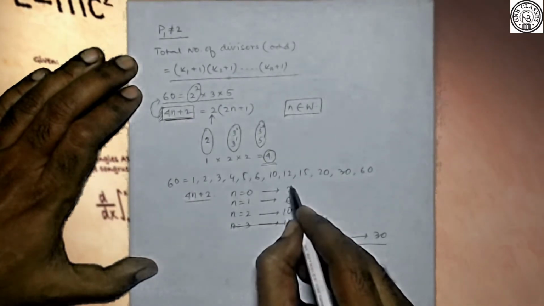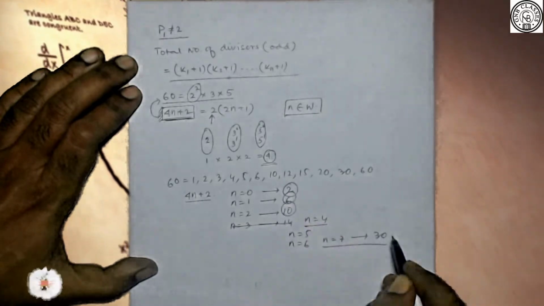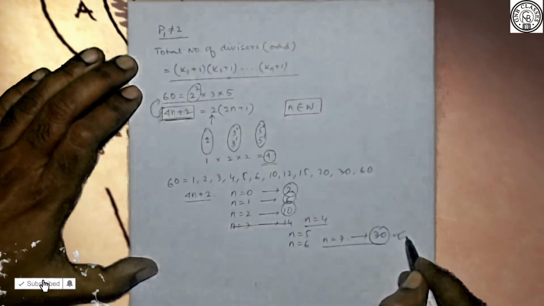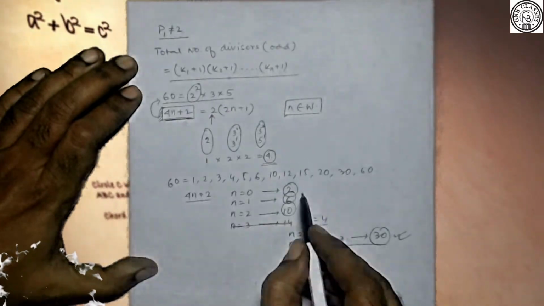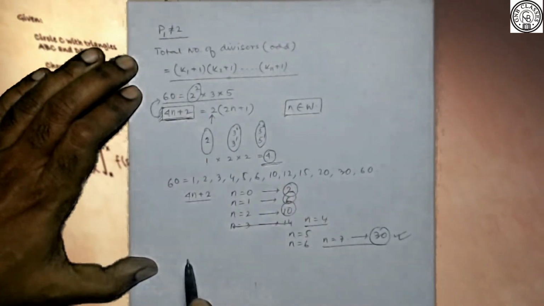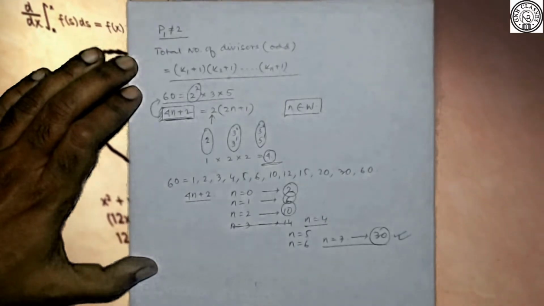So we are getting the factors as 2, 6, 10 and 30. That is, there are 4 such divisors of the form 4n plus 2. That's exactly what we got from the calculation itself. Is it fine? Absolutely.